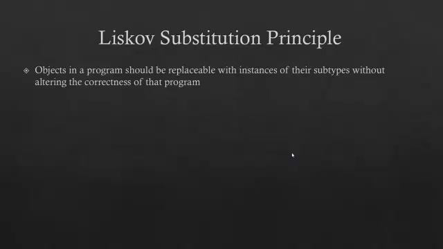The Liskov substitution principle. This means that objects in a program should be replaceable with instances of their subtypes without altering the correctness of that program. This means that if your class requires, for example, a data connection or a data table, it should also work with an extended data table. Okay, so without having to change your code, it can continue to work with a class that inherits from the class that you expected. That's the substitution principle. You can just swap types as long as it's a subtype.